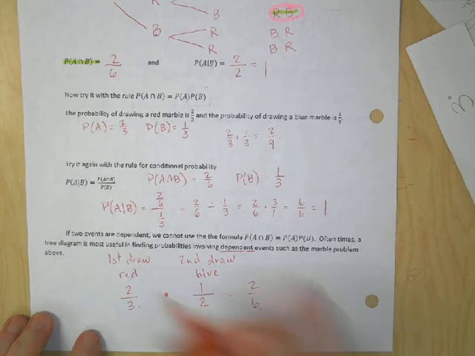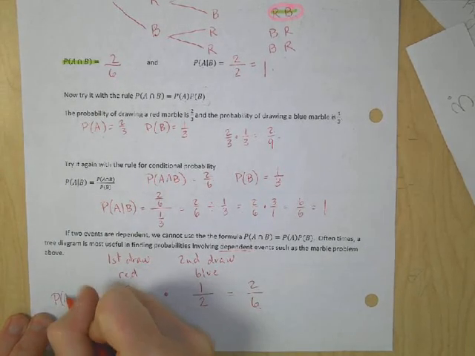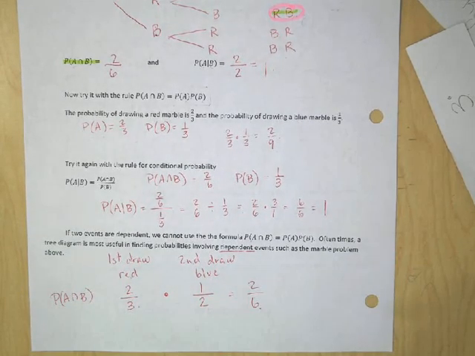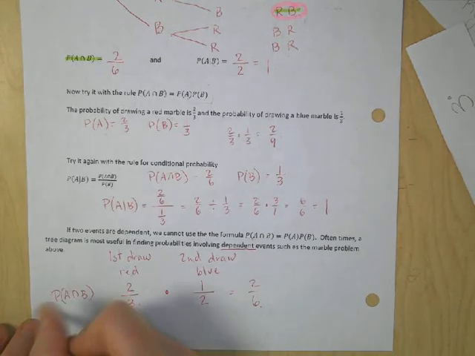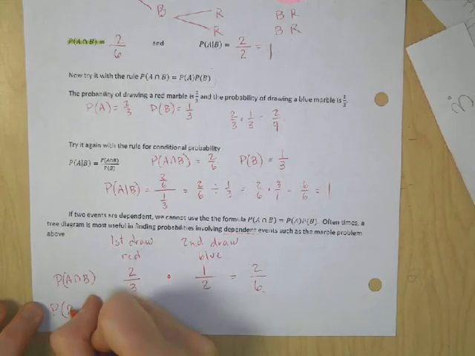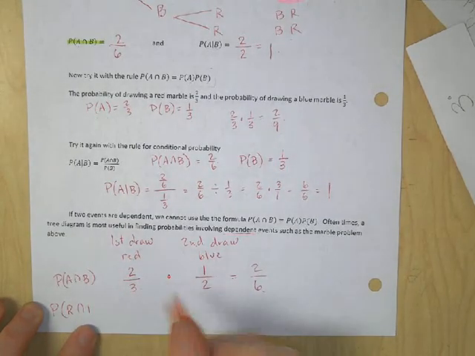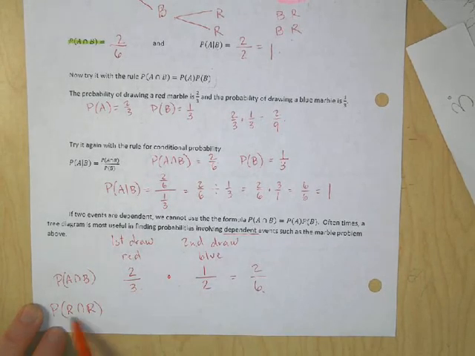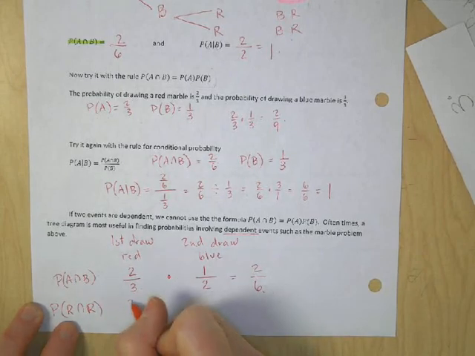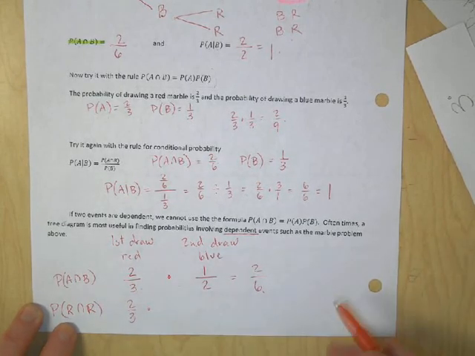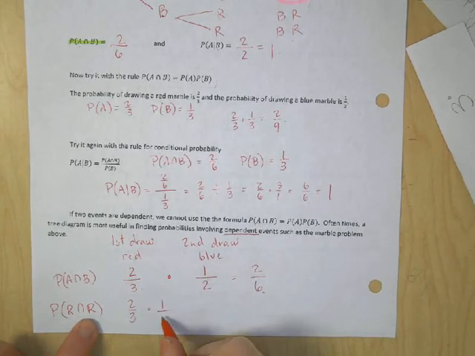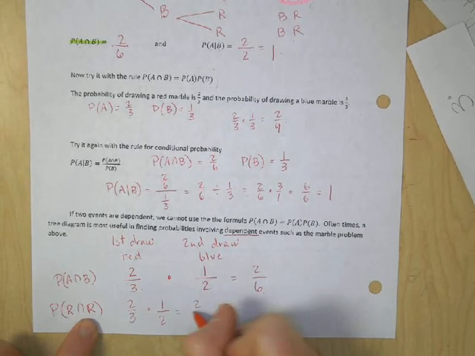Okay, so this would be the probability of getting red on the first one and blue on the second one. But what if I changed this? What if I wanted the probability of getting red on both of them? So let's say I wanted the probability of red and red on the second one. I'm kind of messing up my notation here, but let's just write this. Red and red. So the probability of red on the first one is 2/3. And then what's the probability of getting red on the second one? Well, there's still a red one in there, but there's only 2 marbles left. So that would be 2/6.